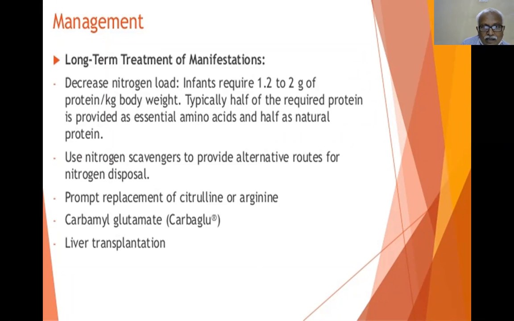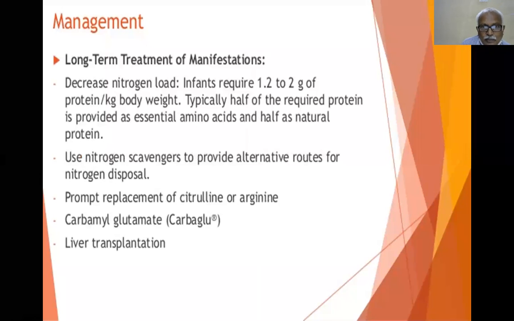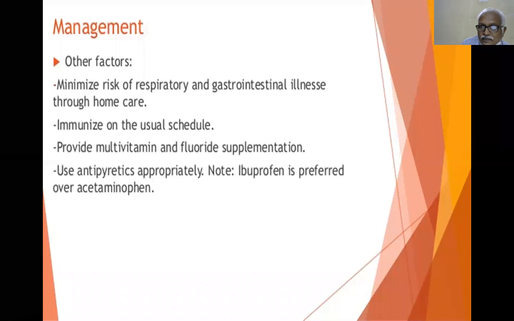Infants require 1.2 to 2 grams of protein per kg body weight. Typically, half of that required protein is provided as essential amino acids and half as natural protein. Use nitrogen scavengers to provide alternative routes for nitrogen disposal. Prompt replacement of citrulline or arginine is most mandatory. Carbamyl glutamate, carbaglu is most essential. Liver transplantation, if it is available, you can always go for that.